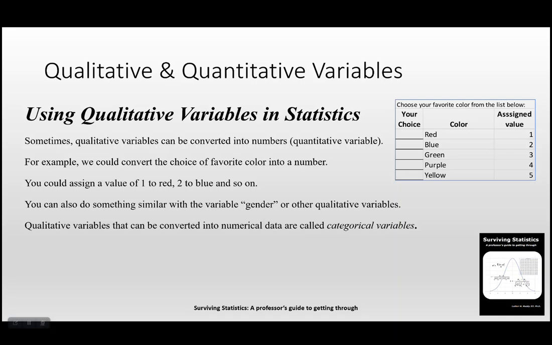If I ask you what your favorite color is, you could choose red, blue, green, purple, or yellow. I'm just giving you a standard set list there. But I could assign a value of 1 for red, 2 for blue, 3 for green, and so on. And therefore I could count how many ones, but some of these are not going to make much sense. For instance, if I ask you to give me the average of your favorite color, that really wouldn't make any sense if I said that the average favorite color is blue and a half. Of course, that doesn't make any sense. Okay, so these are categorical variables if we can convert them into numeric data.